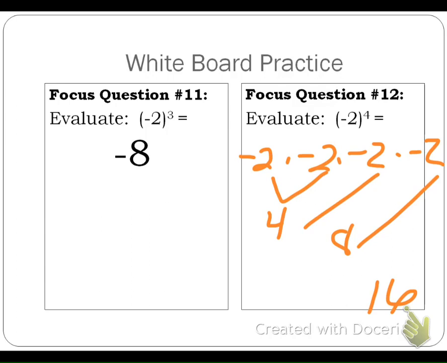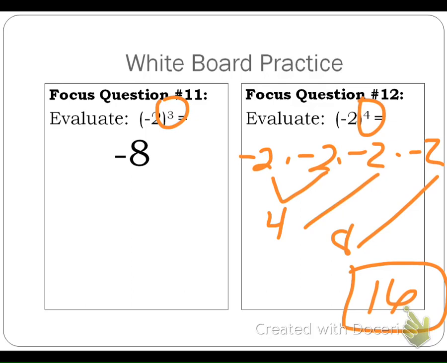Now, is your answer going to be negative or positive? Well, how many negatives do you have? 4 of them, and 4 is an even number, so your answer stays positive. So if you expand out just the number part of it, you can always tell if your answer is going to be negative or positive by looking at the exponent and asking yourself, is it an even or an odd number?